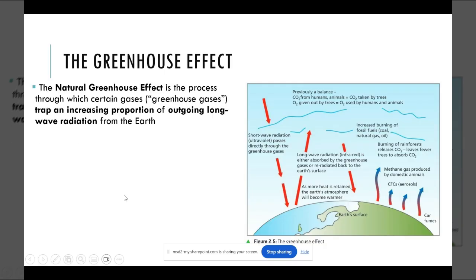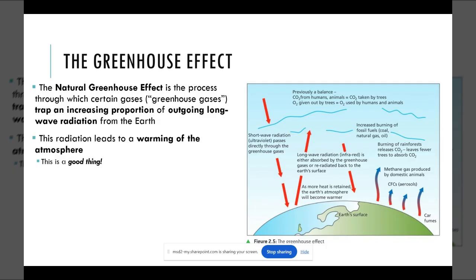So there's two types of greenhouse effect. The first is called the natural greenhouse effect. The second one's called the enhanced one. The natural greenhouse effect is the process where certain gases, and believe it or not, they're called greenhouse gases, trap an increasing proportion of outgoing long-wave radiation. So it gets trapped. They absorb that radiation and maintain it and keep it in the atmosphere. This leads to the warming of the Earth. This is a good thing. This is how the Earth sustains life. Otherwise, it would be too cold.